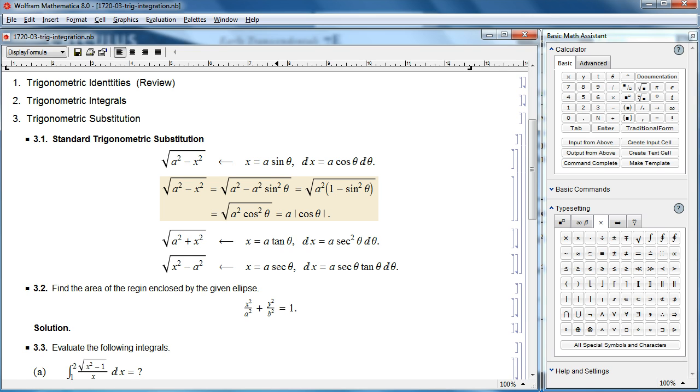Most of the time, this absolute value sign will not cause too much trouble because we are going to deal with definite integrals, and the interval of the definite integral will take care of the sign. Most of the time, in a particular interval, the cosine will turn out to be positive, so you don't really have to worry about the absolute value sign.